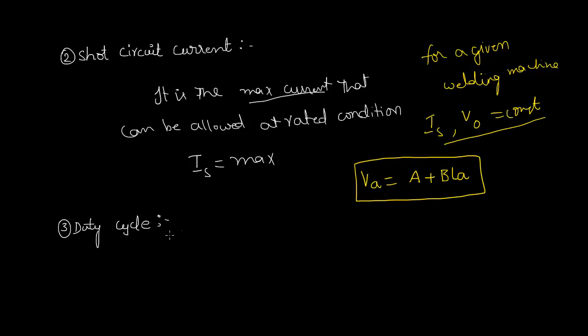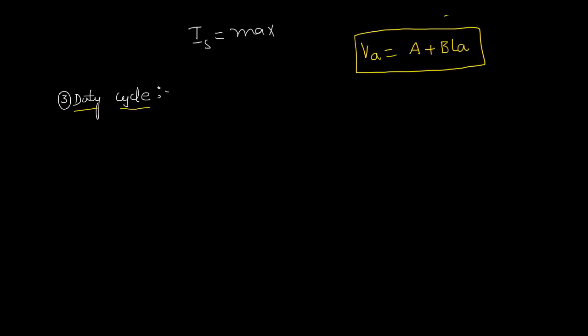And our next parameter is duty cycle. This is the last parameter that we have to measure before buying a welding machine from the store. Duty cycle is nothing but the percentage of time during which the arc is on without overheating the welding elements of a welding machine.